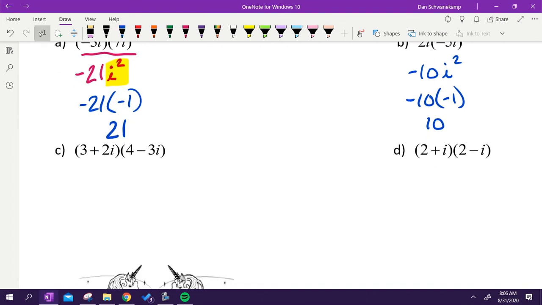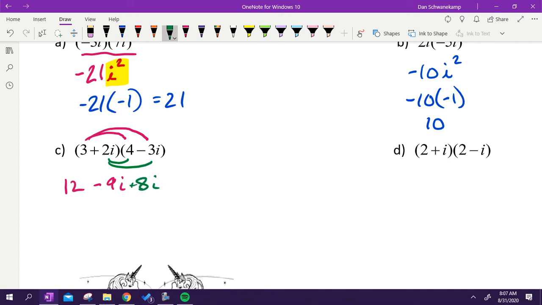3 plus 2i times 4 minus 3i. It is set up for us to FOIL. You got two binomials being multiplied together, so we're going to FOIL that thing. So 3 times 4 is 12. 3 times -3i is -9i. Then I'm going to take the 2i and multiply by both things. So 2i times 4 would be 8i. And then 2i times -3i is -6i squared.